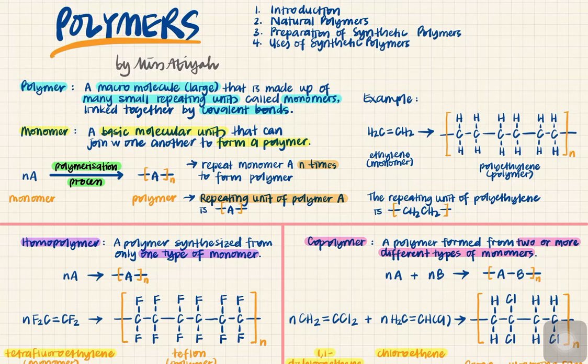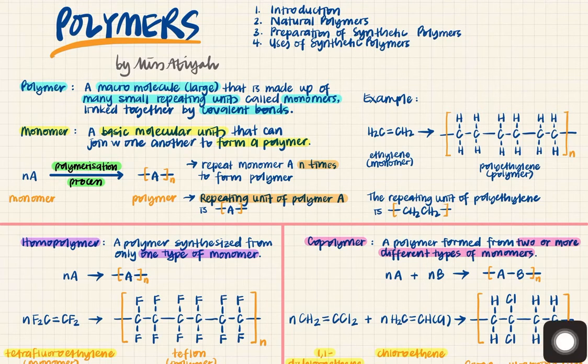The process to form polymer is called polymerization process. Okay, so N is the number of monomers that you have. Okay, and this one, your polymer, ini menunjukkan that your monomer is connected to each other. Okay, ini repeating unit sebanyak N times. So you repeat your monomer A N times to form your polymer. So the repeating unit of your polymer yang ni, A is this. Okay, so that's how you need to know how to identify the monomer lah.